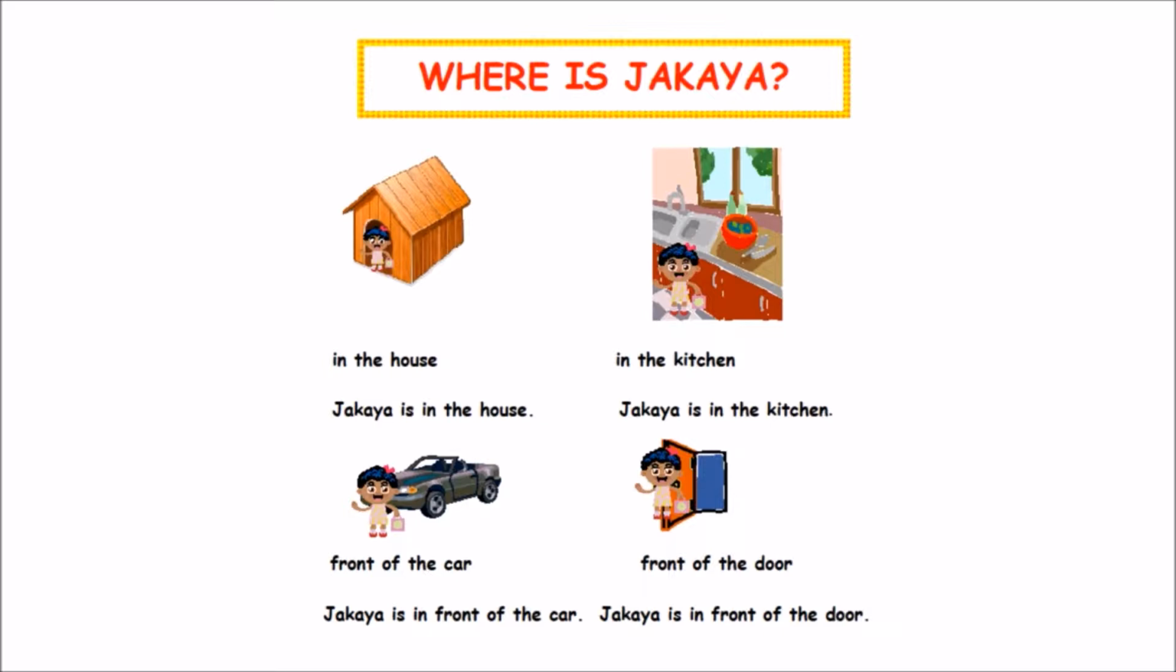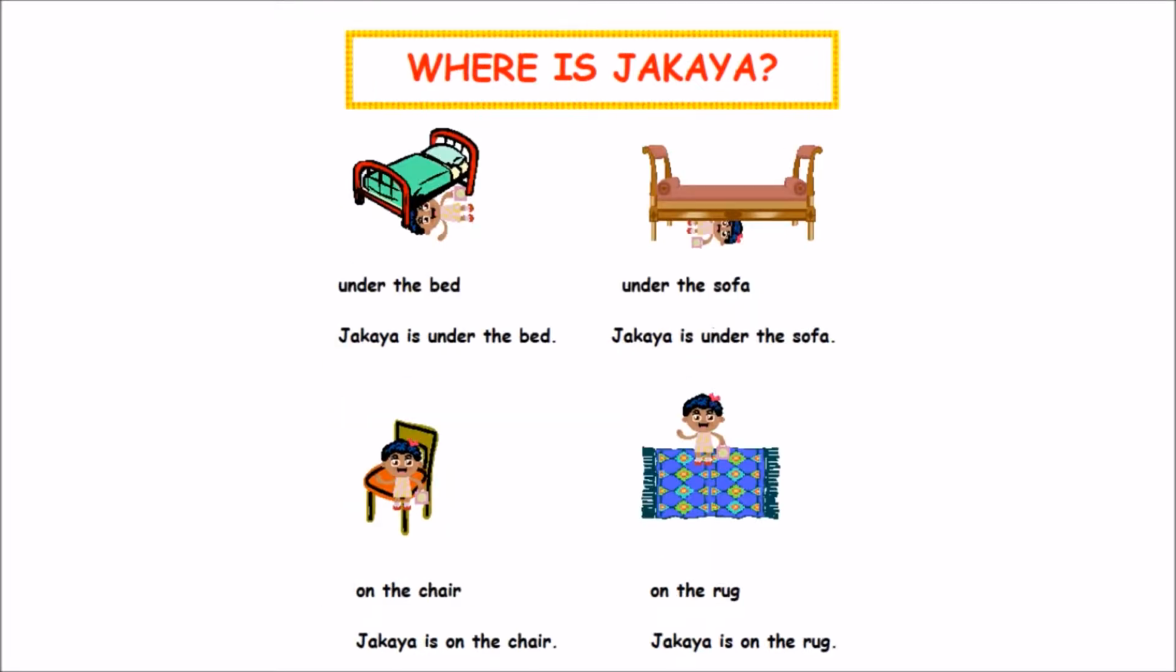And you would do the same thing with in front of. Here is Jakaya. Here is the car. She's in front of the car. Here is Jakaya. Here is the door. Jakaya is in front of the door. Once you've done that, then you can go back and review that skill again and ask them to point out those pictures to you to see if they're ready to move on to the expressive side.